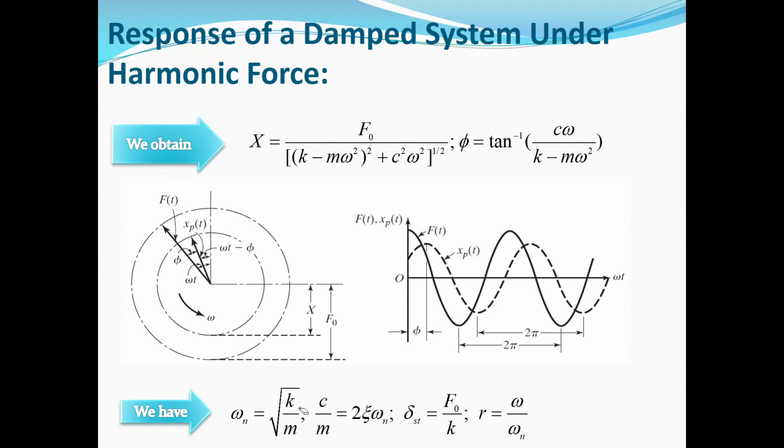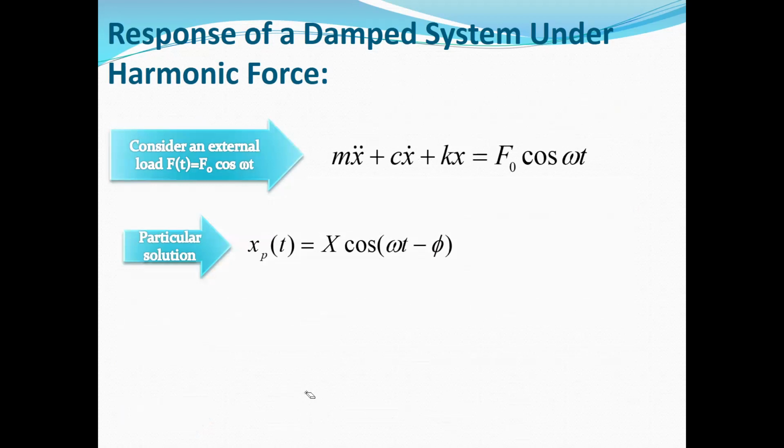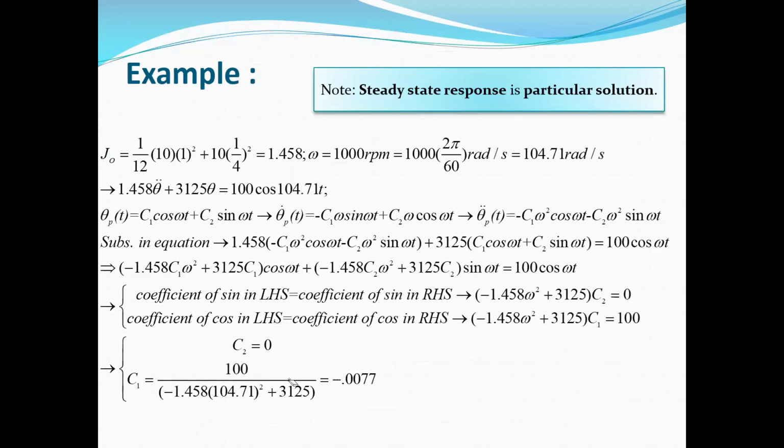Let's go back to the previous example here. I think it's very important. For example, in this example, you can see this is the equation of motion, and this is the equivalent mass, and this term is the equivalent stiffness. I mean, this term is K and this term is M.